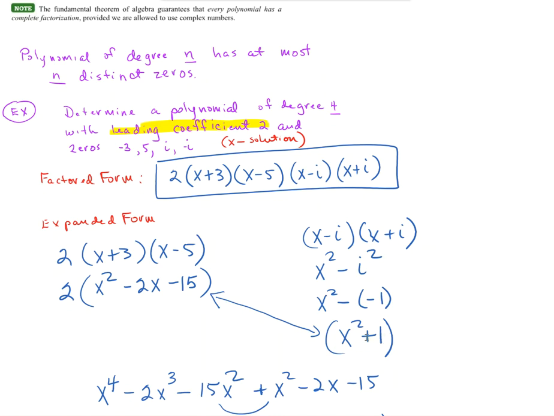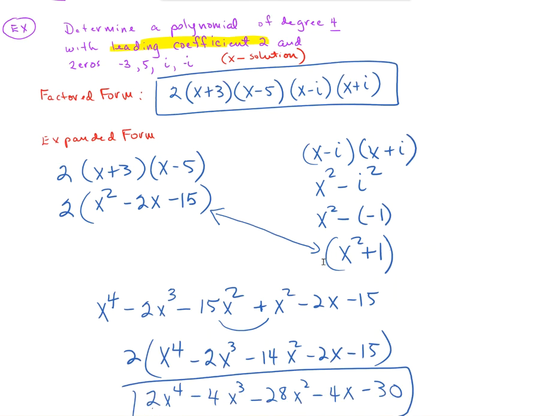So we're going to then multiply this by what we have up here. What I did here was I used FOIL and did x squared, and then a minus 5x and a plus 3x. That gives me minus 2x. And then 3 times minus 5 gives me a negative 15. So I'm going to multiply this one by this one.